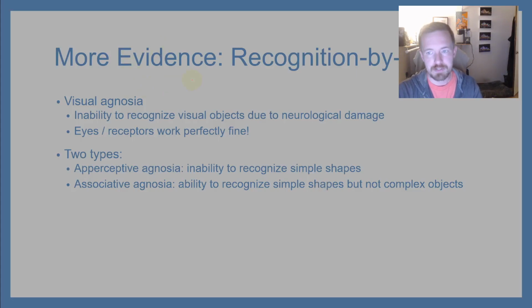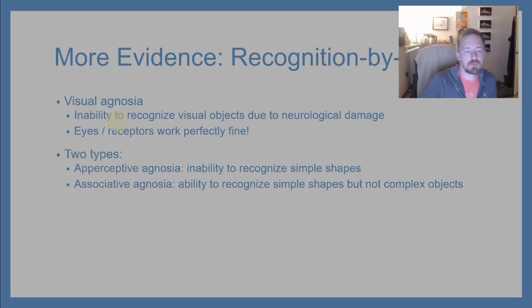So there's more evidence for recognition by components in neurological data, as I mentioned. Visual agnosia, which is where if you damage your inferotemporal cortex, you're unable to recognize common objects. This is evidence for recognition by components because your eyes and the receptors that detect those features are all perfectly fine, which suggests that you can still recognize lines and edges, but you can't actually put them together. You can't create geons out of them.